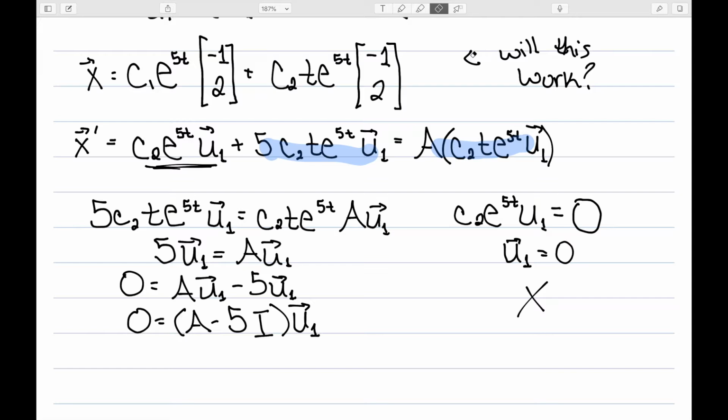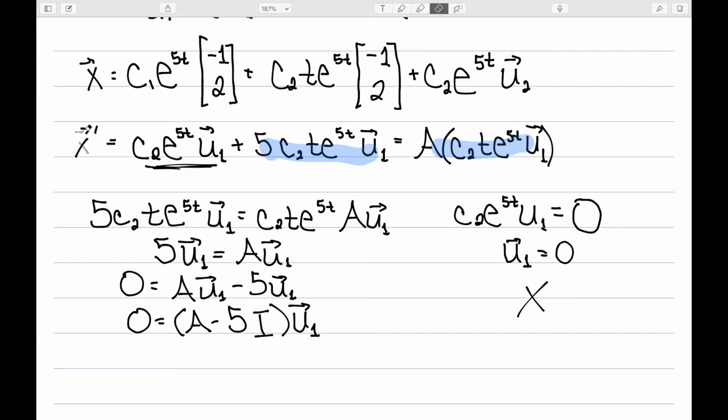So I will erase all of this. And we're actually going to add something on top of it. We're not going to completely get rid of this. We're just going to include something else as well. So this time I'm going to add c2 e to the 5t times a u2, a different vector. And let's see if we can figure this out.